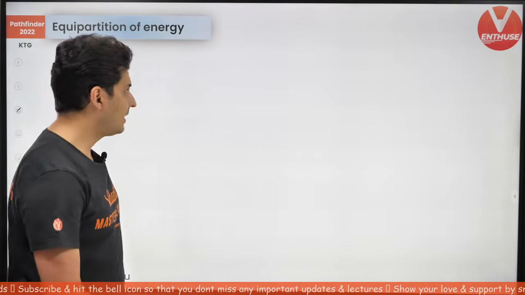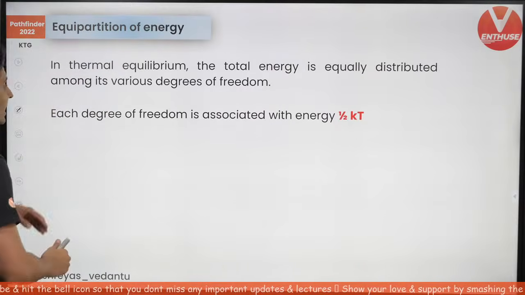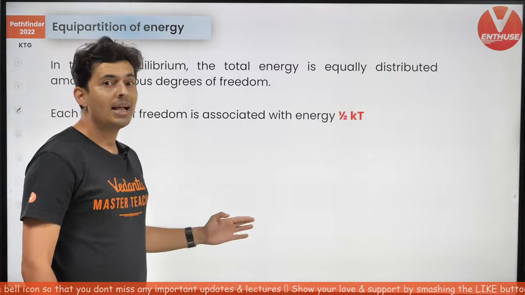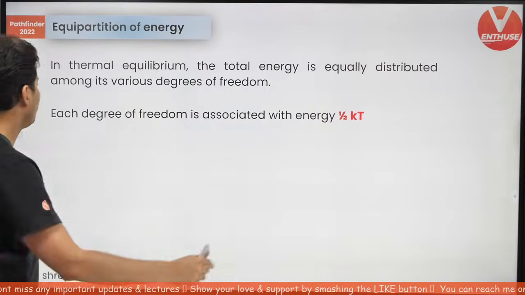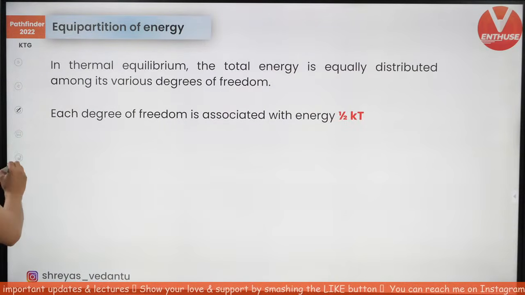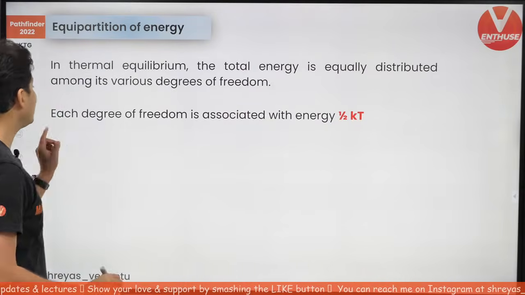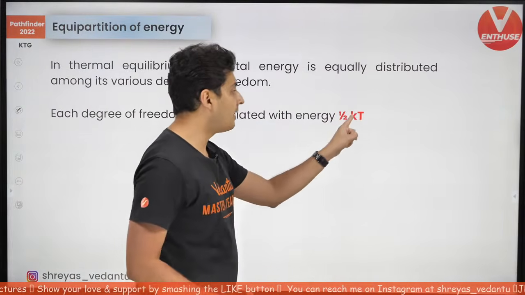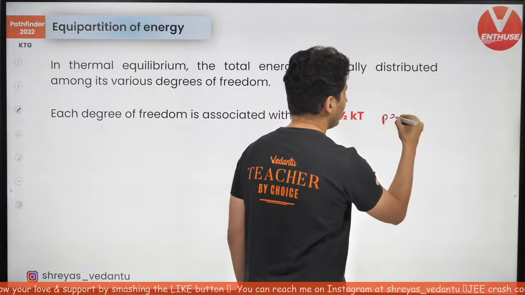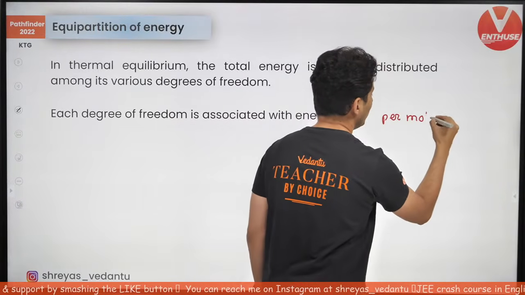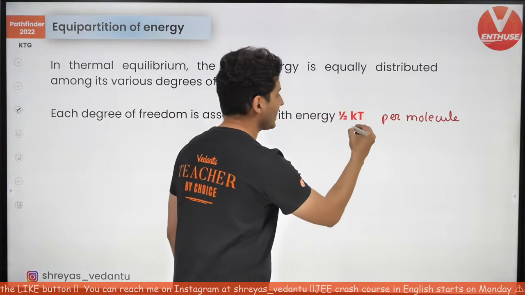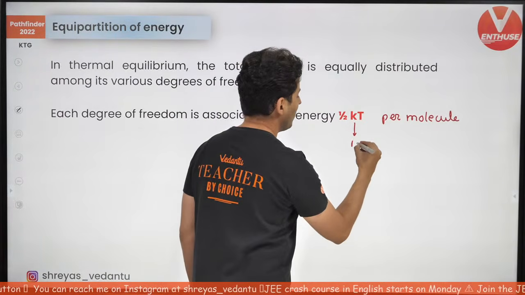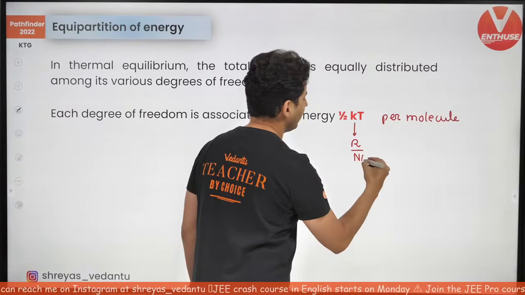That's the law of equipartition of energy, and it basically says that each degree of freedom has half kT energy per molecule. Very, very important. I'll just put it over here. Each degree of freedom has energy of half kT per molecule. Very, very important. Per molecule. This k is your Boltzmann constant, which is R divided by Na.